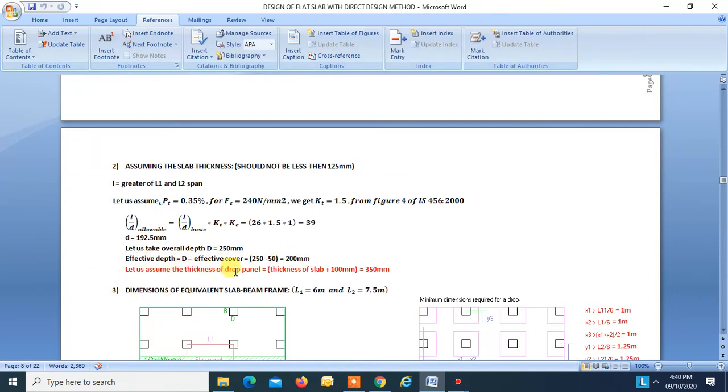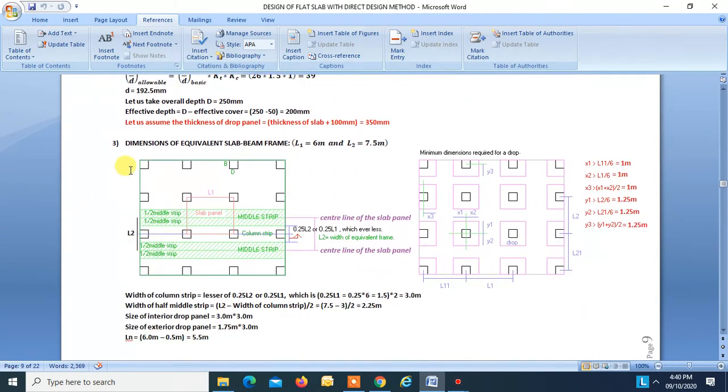Now let us assume the thickness of drop panel equal to thickness of slab plus 100 mm, because the projection of the drop below the slab should be at least 100 mm, which we just saw. So we are taking 100 mm. So the thickness of the drop panel is 350 mm. Again, in case of drop panel, we are taking effective cover as 50, so the effective depth will be 300.